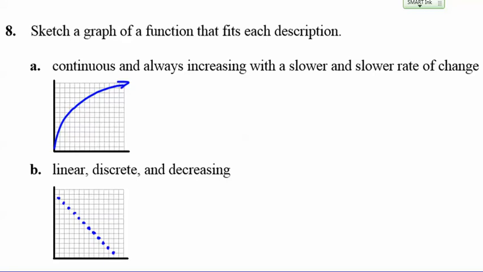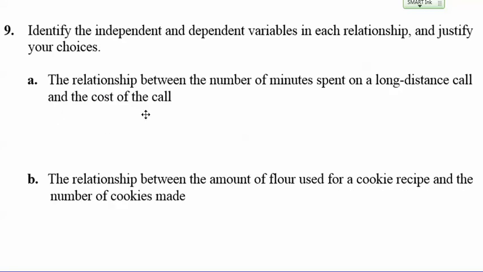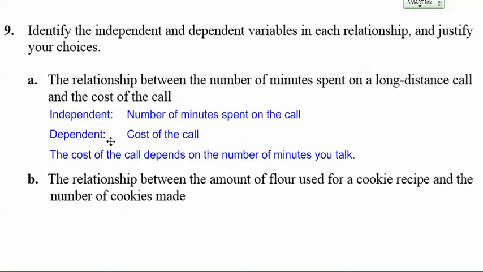And lastly, identify the independent and dependent variables in each relationship and justify your choices. So we got the relationship between the number of minutes spent on a long distance call and the cost of the call. I'm going to say, and I really think there's only one possible answer for this one, that the number of minutes spent on the call is the independent. That's the thing that you can change. The dependent is the cost, because the cost of the call depends on the number of minutes you talk.